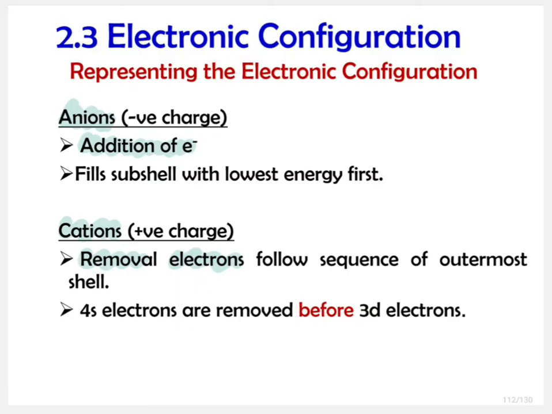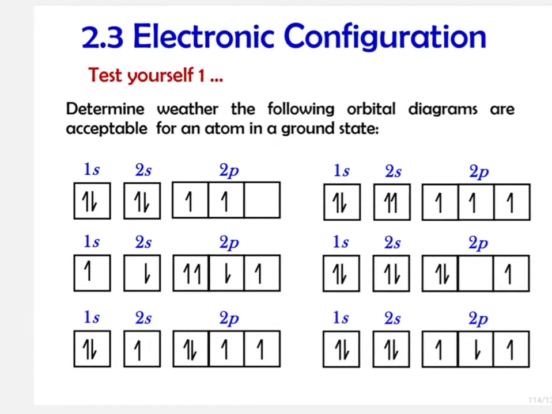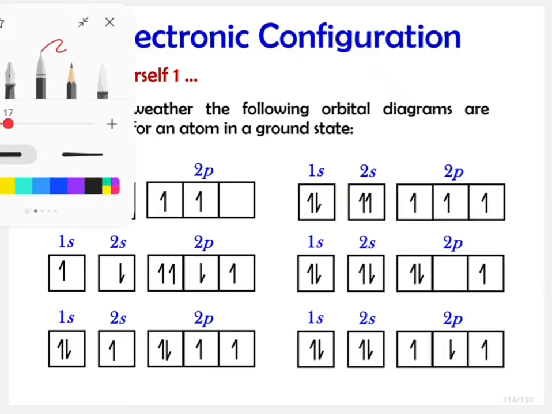Okay, tadi kita dah go through 4s is fill first before 3D. Therefore, kalau nak remove elektron, mesti remove from 4s first before 3D. Okay, jadi itu untuk ions. Alright, so do not forget, ni boleh baca. Okay, test yourself 1.